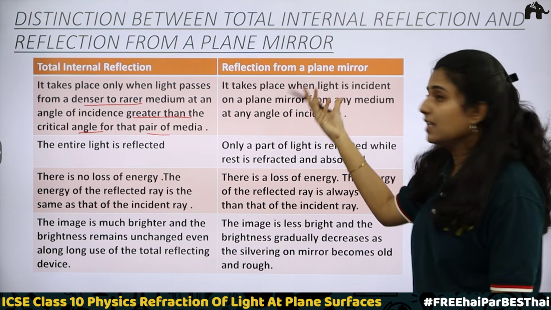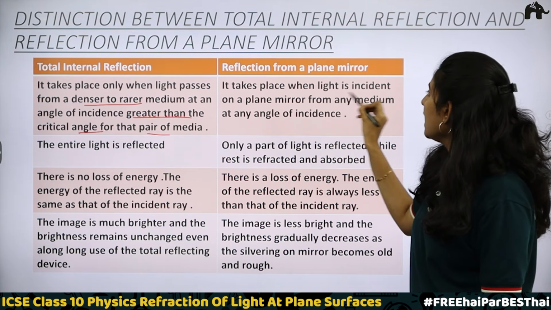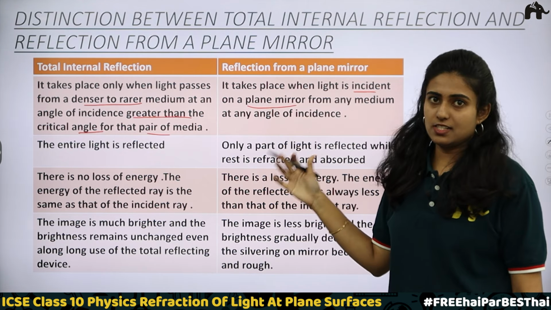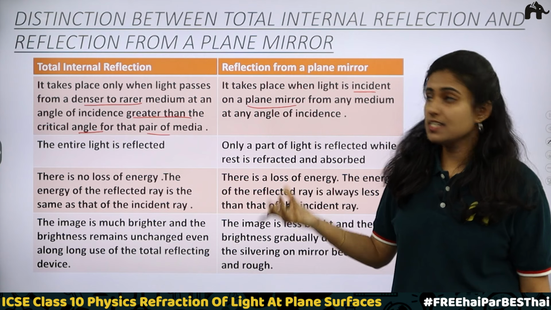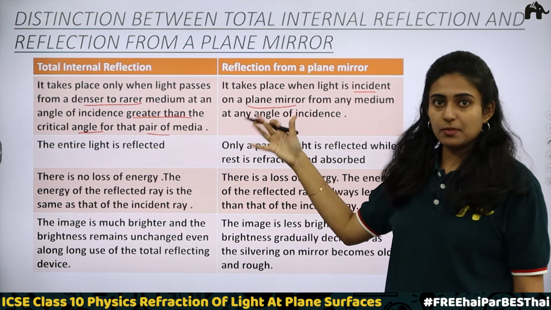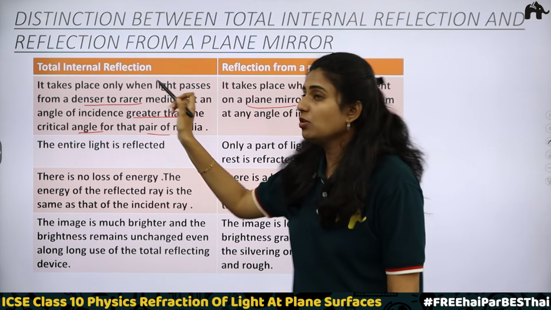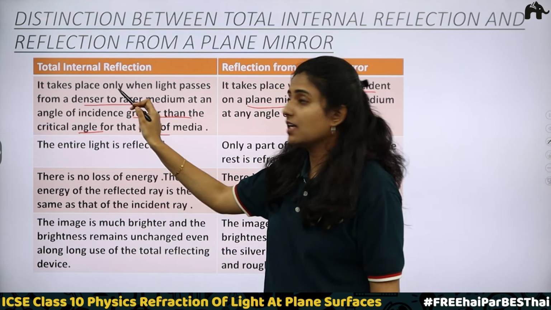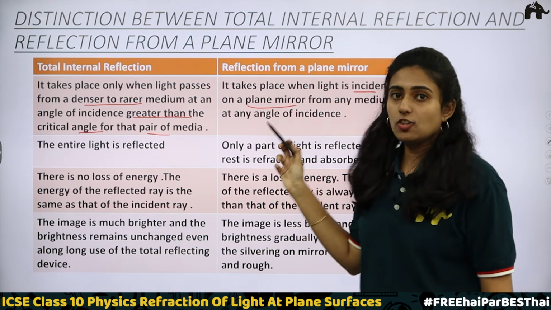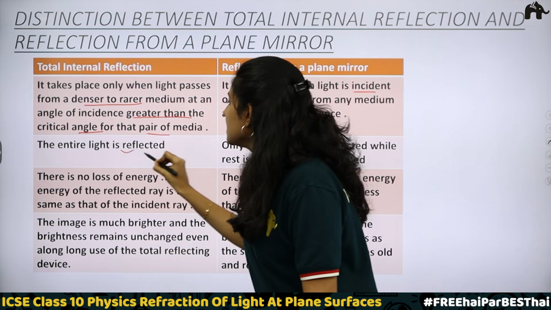Now, in case of plane mirror, it takes place when light is incident on a plane mirror from any medium at any angle of incidence. That is, angle of incidence and the medium doesn't matter. In case of plane mirror, reflection can take place. But here we have two important conditions. Light should travel from the denser to rarer medium and the angle of incidence should be greater than the critical angle. Now the second is, the entire light is reflected.